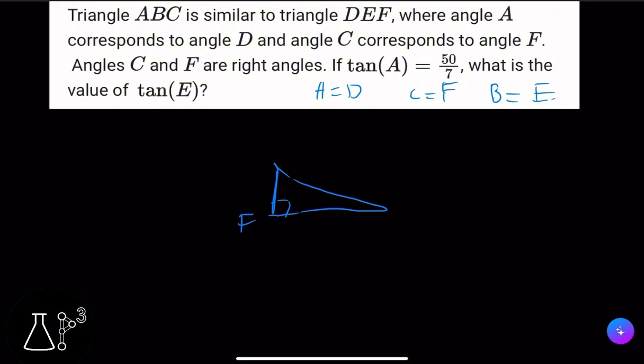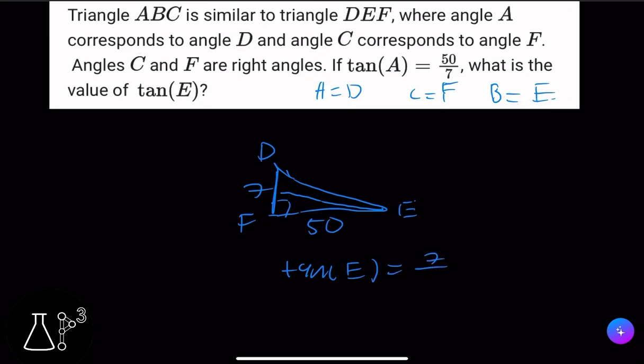So let's draw quickly the right triangle DEF, right? If tangent of D equals 50 divided by 7, that's going to be opposite over adjacent. So FE is going to equal 50, and then DF is going to equal 7. And we're looking for tangent of E. Tangent of E is going to be the opposite, so it's going to be 7, and the adjacent is going to be 50. Therefore, tangent of E equals, sorry, 7 divided by 50. It's just the opposite.